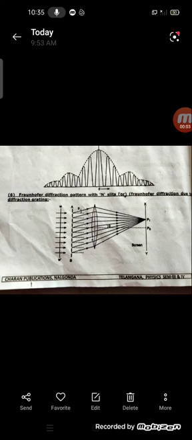Good morning. So today the topic is Fraunhofer diffraction pattern with n number of slits, or we can say Fraunhofer diffraction due to the diffraction grating. So just check the syllabus.